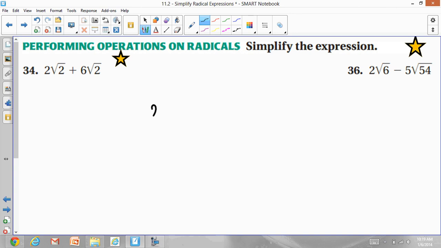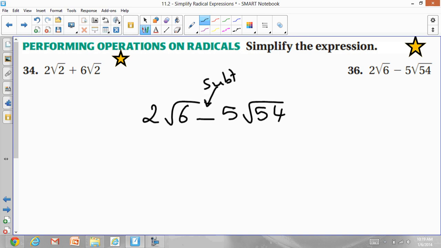So the same scenario, you got 2 square root of 6 minus 5 square root of 54. If you look at this, you cannot pull them inside one square root symbol because it's not multiplying. In this case, it's a subtraction. The second thing, there is nothing in common. So let's see if you can break this apart.